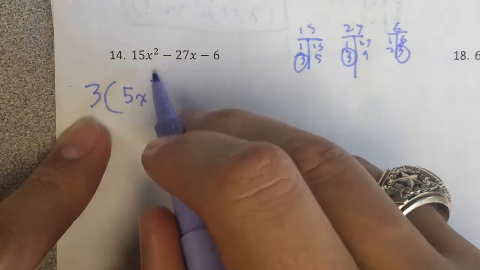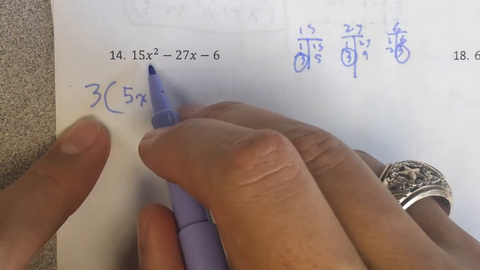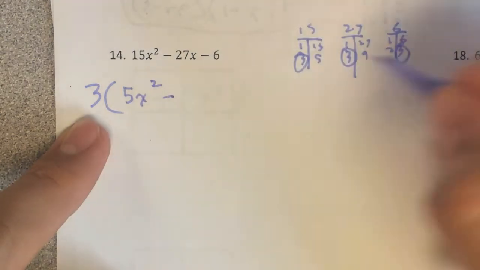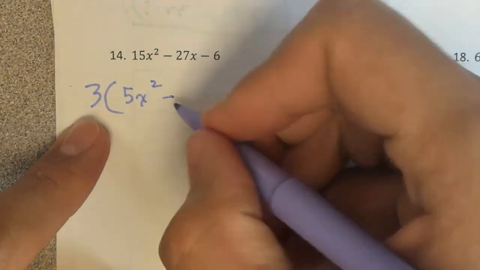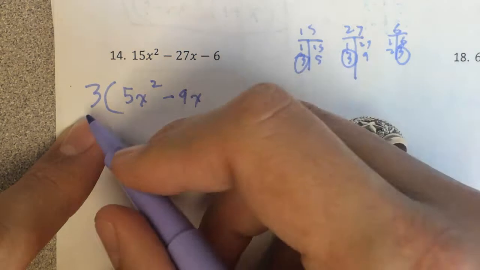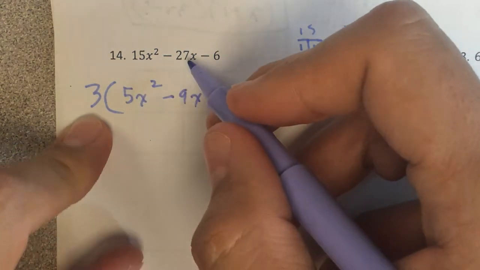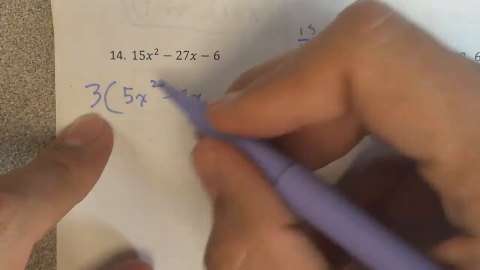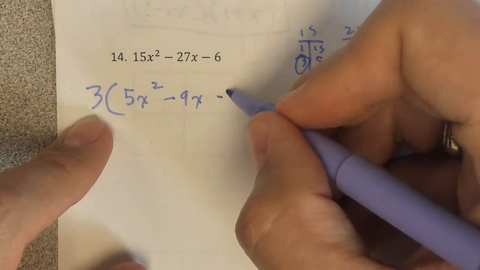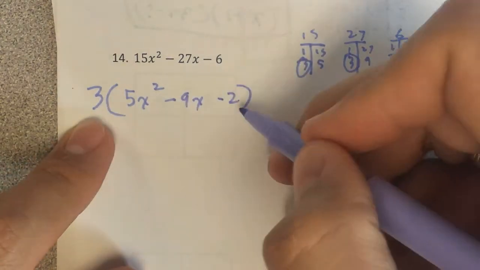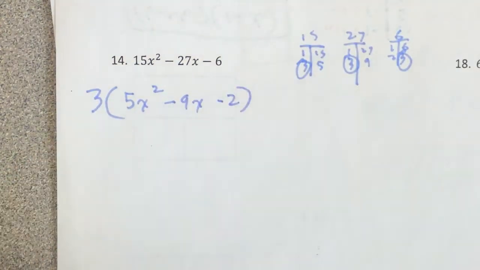So 3 times 5x squared would be 15x squared. Then for the 27, we have 3 times 9x. 3 times negative 9x would be negative 27x. And then for the 6, I need a negative 2. 3 times negative 2 would be negative 6.